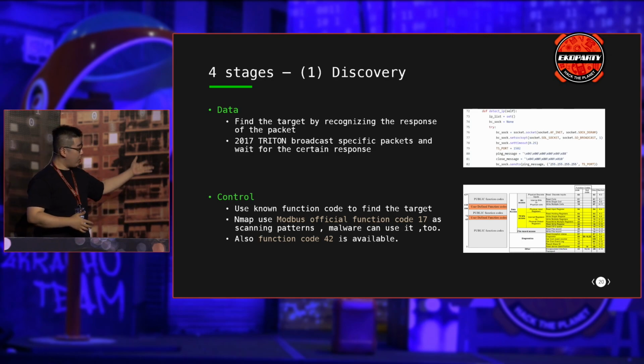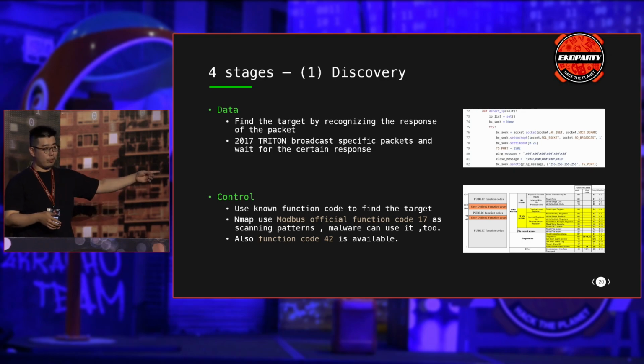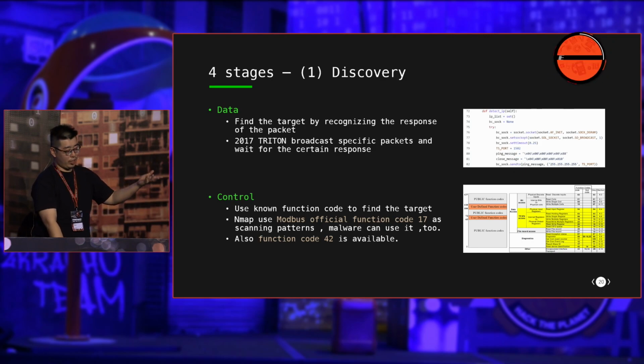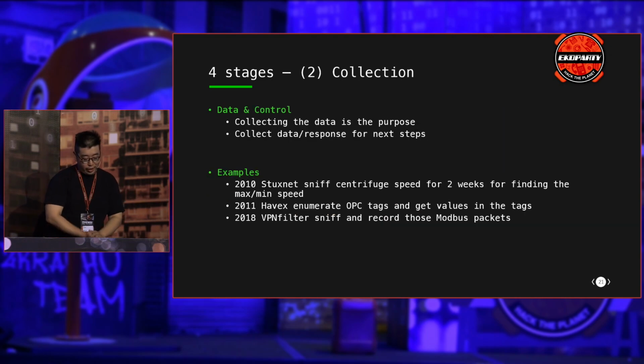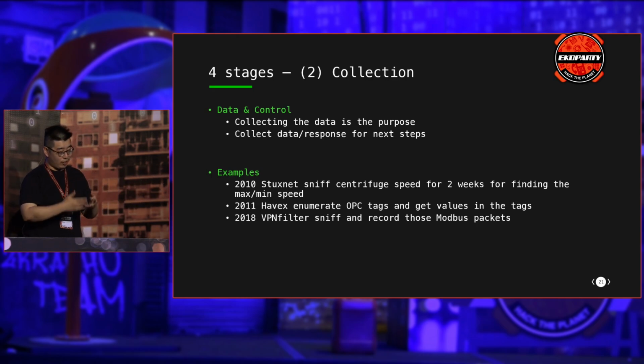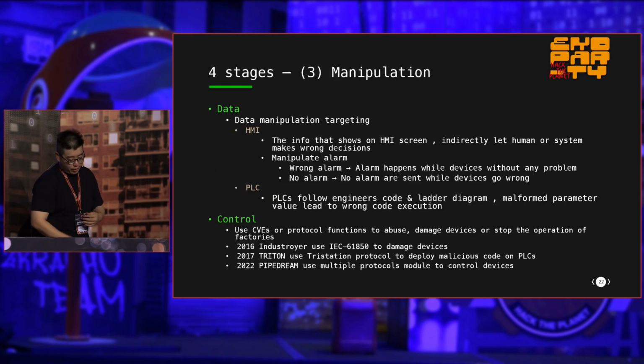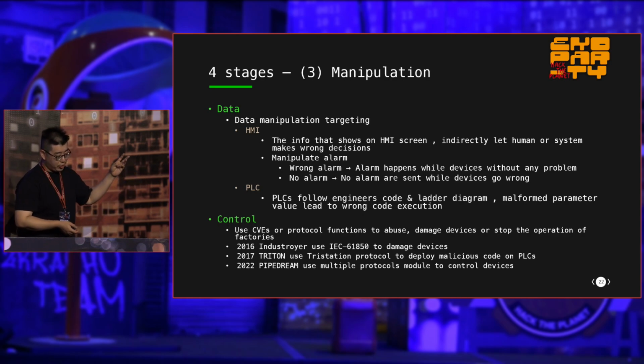And for control, if you look into the function calls in Modbus, for example, as deployed in Nmap, you can use a specific function call to scan your network and find out what kind of devices are alive using Modbus. Then the second stage is collection, which is basically collecting information for the next step. And the third stage is manipulation.